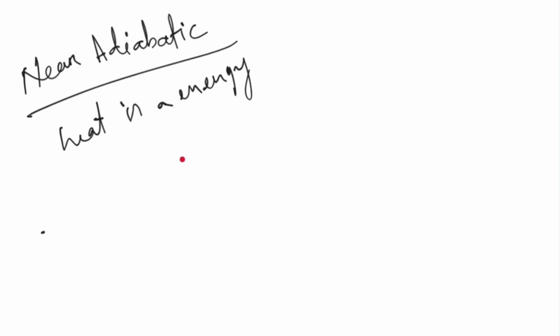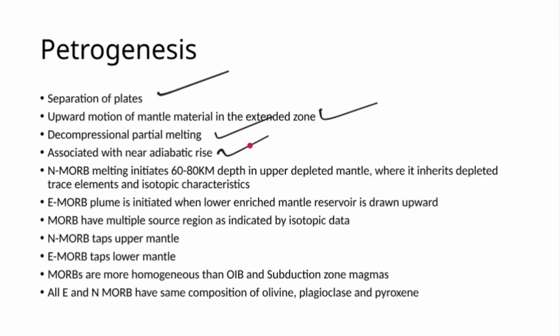So it is not a closed system. So this is the near-adiabatic rise. And N morph melting initiates at 60 to 80 kilometer depth, that is in the upper mantle, and is depleted in trace elements. E morph plume is initiated within the lower enriched mantle.